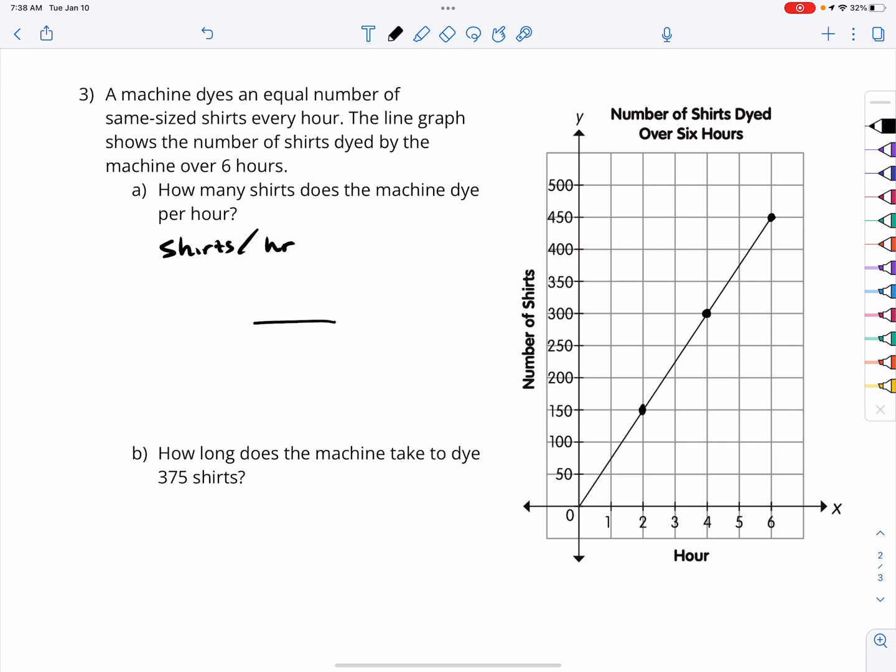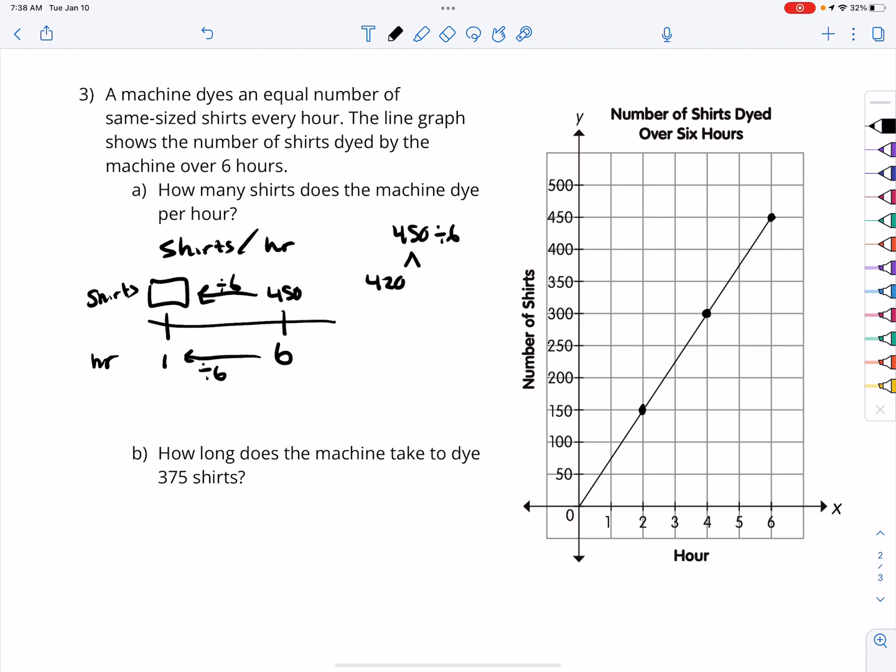I could set up a rate bar for this, or I could set up a table, but these are shirts per hour, and we're looking for the unit rate, which would be 1 hour. Let's start with 6. 6 hours, you can do 450 shirts. So if we divide by 6, that will get us our unit rate. 450 divided by 6, I'm thinking of that like a 420 and a 30, because that is 70 and that is 5. So they can do 75 shirts per hour.